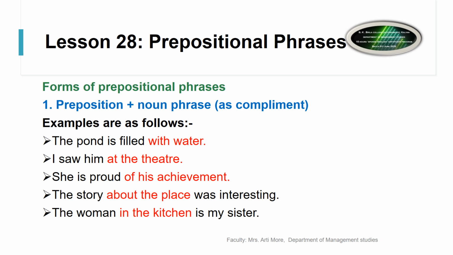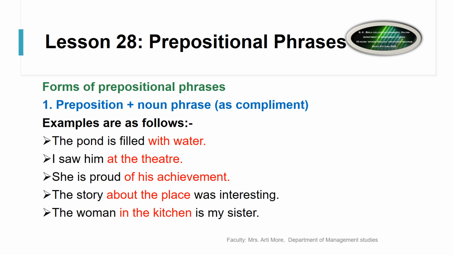The pond is filled with water. So with is a preposition here and water is a noun. So with water is a prepositional phrase. Second, I saw him at the theatre. At is a preposition, the is a modifier, or you can say it's an article, and theatre is a noun. So at the theatre is the prepositional phrase.